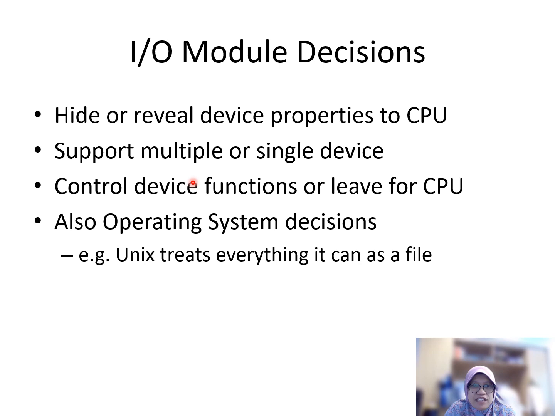An I/O module functions to allow the processor to view a wide range of devices in a simple-minded way. There is a spectrum of capabilities that may be provided. The I/O module may hide or reveal the device properties to the CPU, in order to support multiple or single devices.